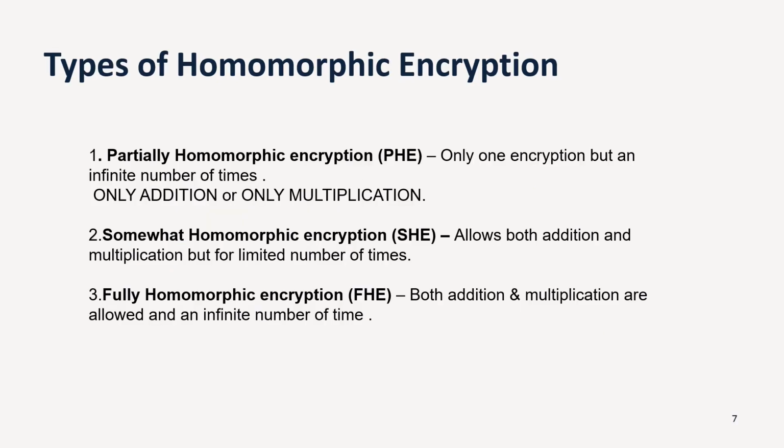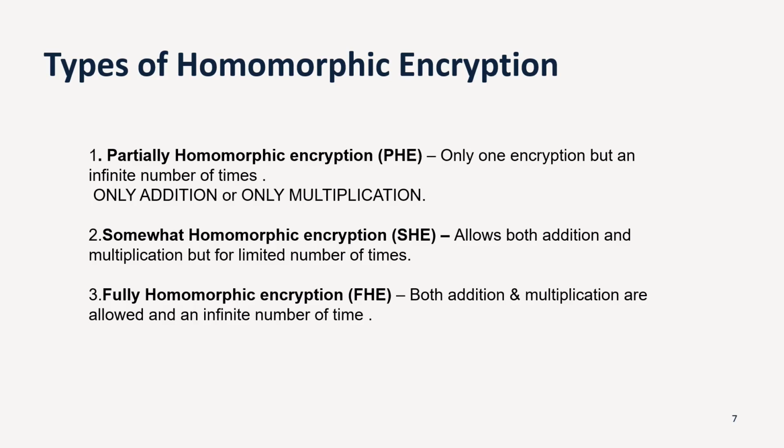So let us see the various types of homomorphic encryption schemes. First is the partially homomorphic encryption scheme, the PHE. In this, we can perform only one kind of mathematical operation, like only addition or only multiplication. But the number of times we can perform it is infinite. So either we can perform addition infinite times, or we can perform multiplication infinite times. There are some mathematical models by which we can achieve it.